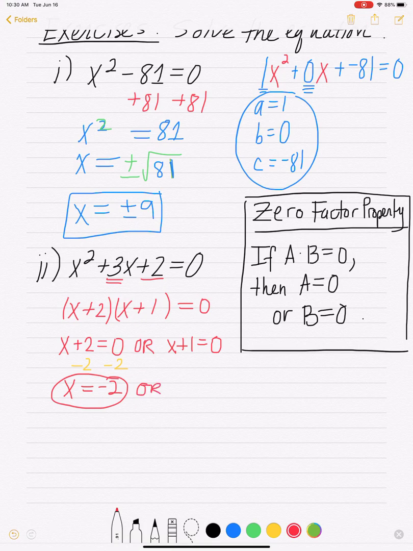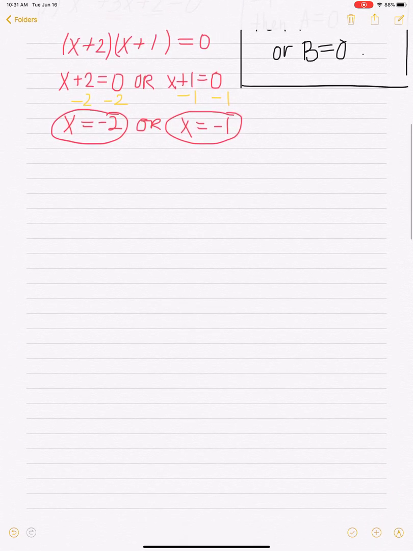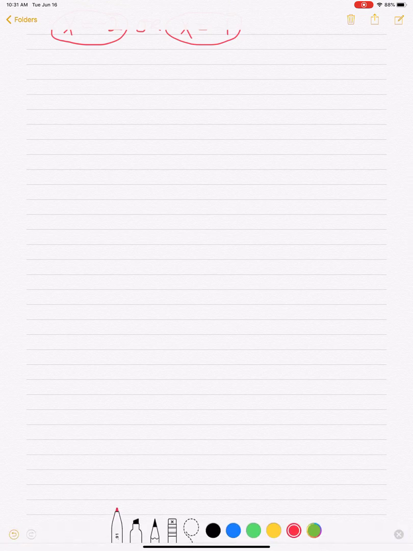Or for the second one, I'm going to subtract 1 from both sides. I'm going to get x equals negative 1. So you have 2 solutions here. If I were to plug in negative 2, it would work. Or if I were to plug in negative 1, it would work. So 2 solutions, negative 2, also negative 1. All right. So factoring is a really useful technique for solving quadratic equations if you can factor.